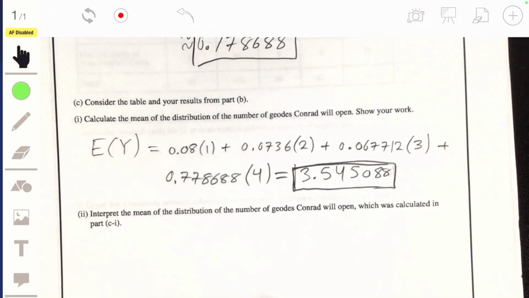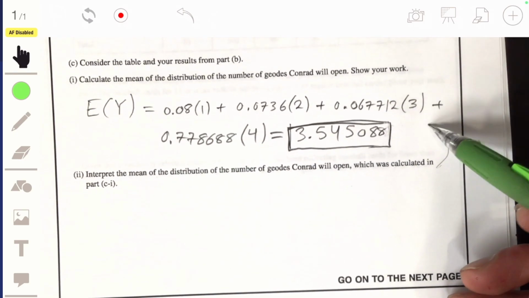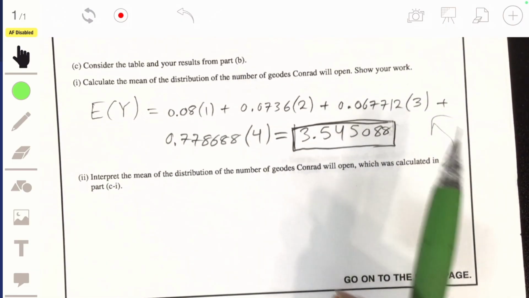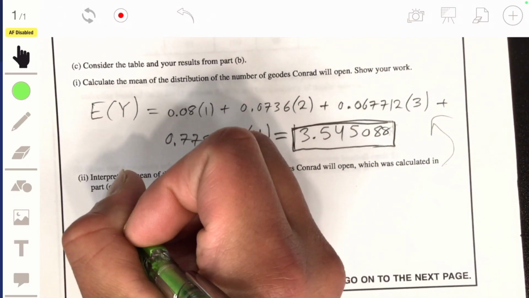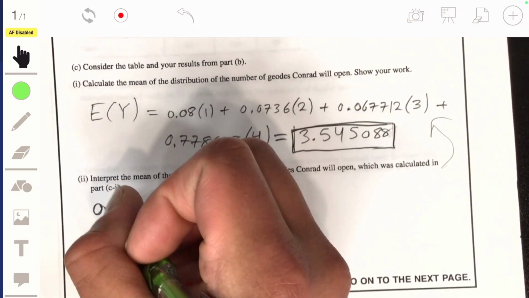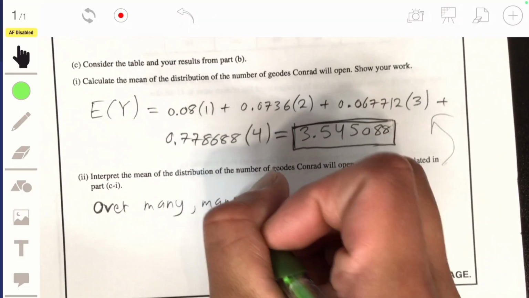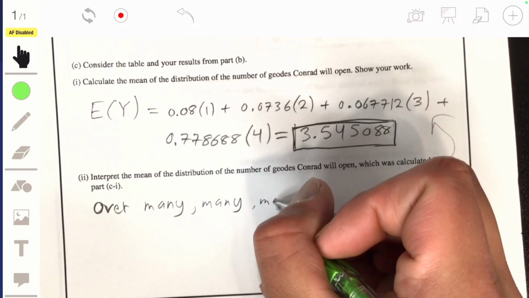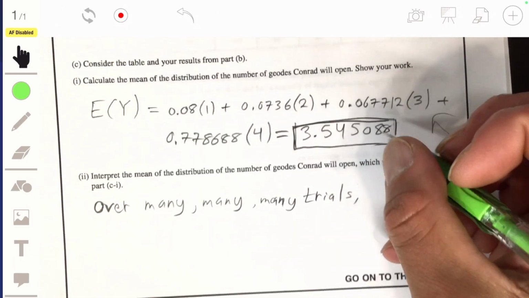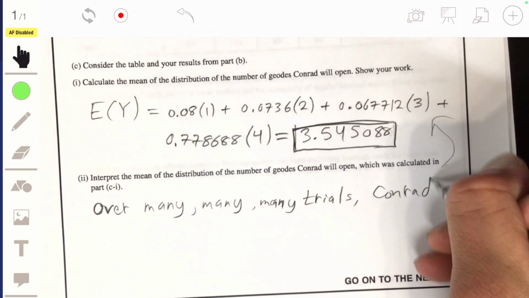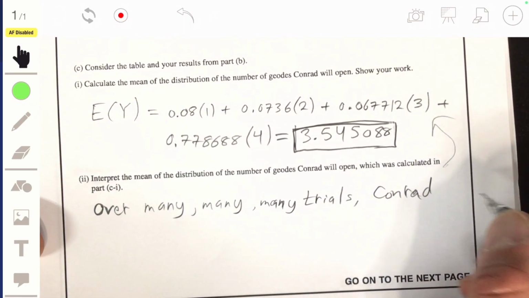All right, now part 2. Interpret the mean of the distribution of the number of geodes Conrad will open, which is calculated in this part. So this is basically telling you on average how many geodes he'll select on each trial. So let's remember the long run frequency for probabilities. You want to say over many trials, Conrad will on average open 3.54 geodes before he stops the game.